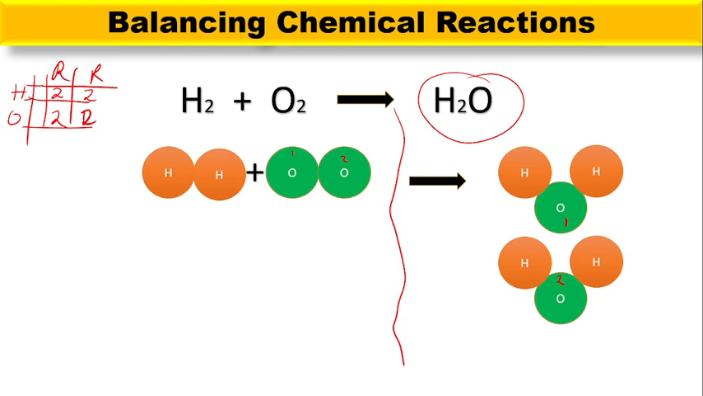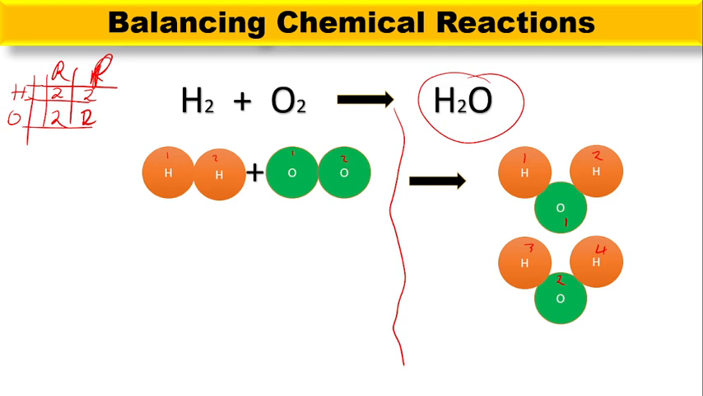I have 2 hydrogens on my reactant side. On my reactant side. Now on my product side, the number of hydrogens changed. There's 1, 2, 3, and 4. Now that creates a problem.